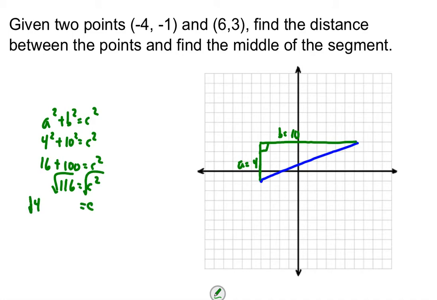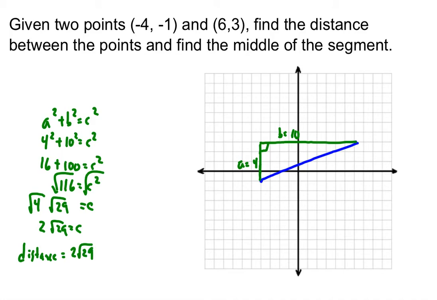116 can be broken down as 4 times 29, and the square root of 4 is 2. I cannot simplify the square root of 29. So that would be my distance between those 2 points. So distance equals 2 square root of 29.